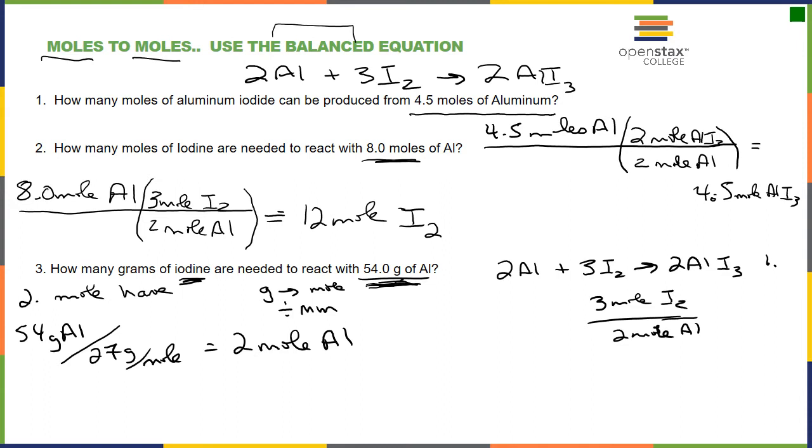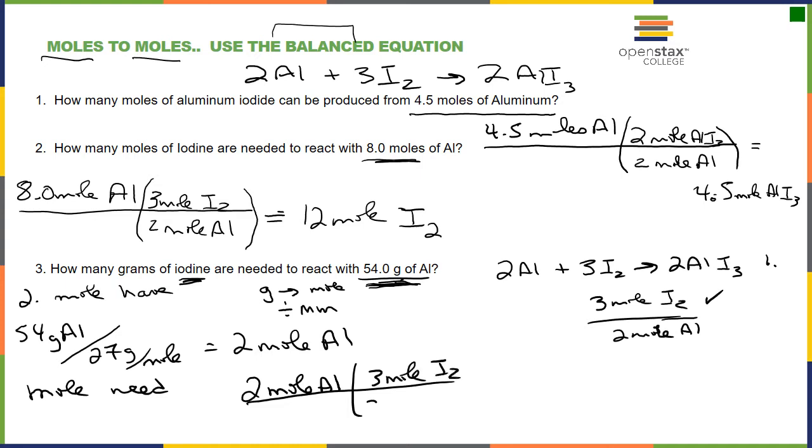I have 2 moles of aluminum. I need to go from moles of what I have to moles of what I need. Moles of what I need are going to be our starting amount, which is 2 moles of aluminum, multiplied by our ratio over here, 3 moles of iodine for every 2 moles of aluminum, giving us 3 moles of iodine. Now, we don't want moles, we want grams.